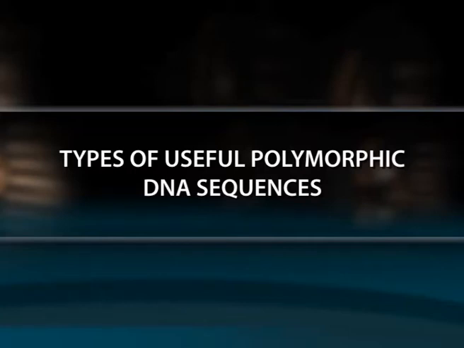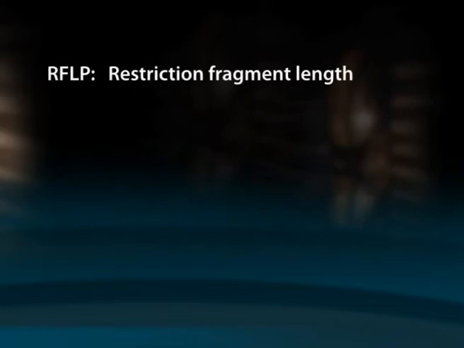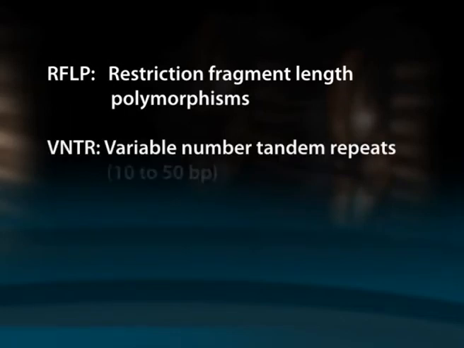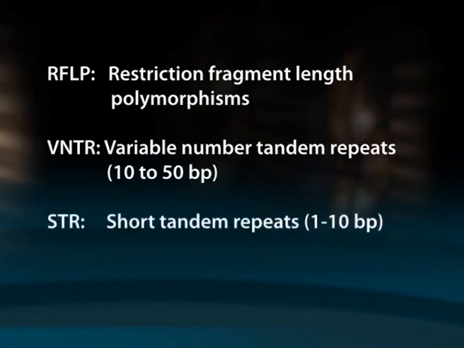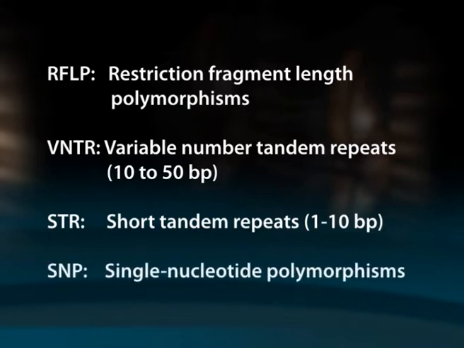Types of useful polymorphic DNA sequences. First one, RFLP, restriction fragment length polymorphism. Second one, variable number tandem repeats, 10 to 50 base pairs, that is VNTR. Short tandem repeats, 1 to 10 base pairs, that is STR. Single nucleotide polymorphisms, SNPs.